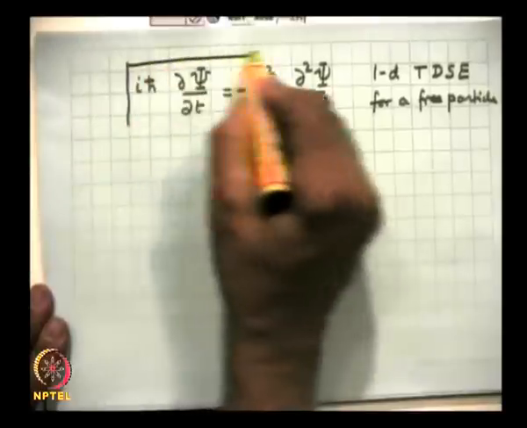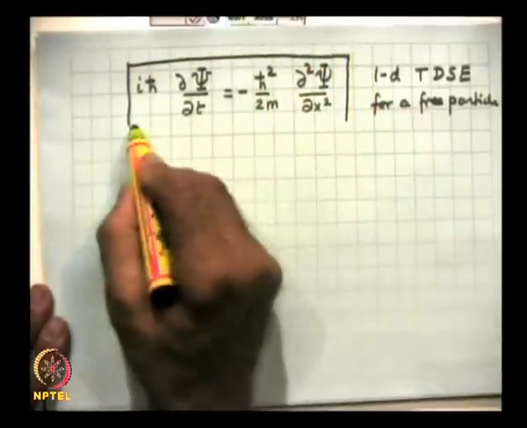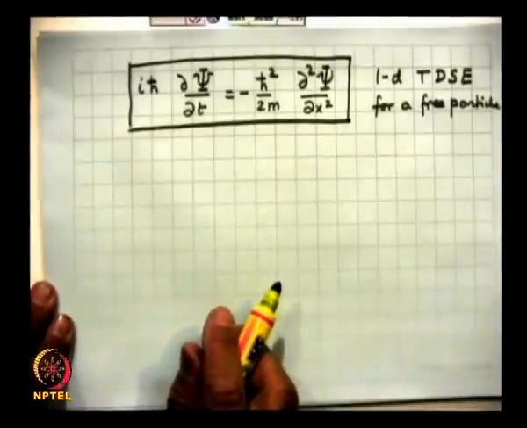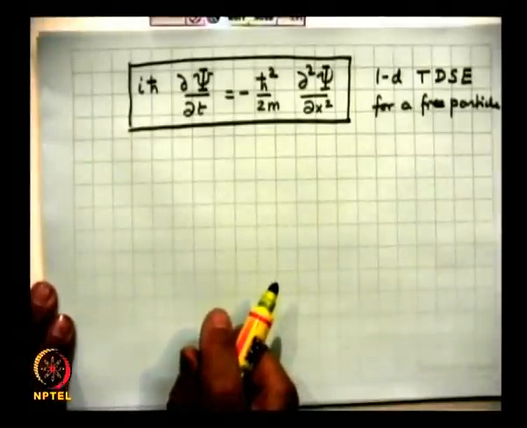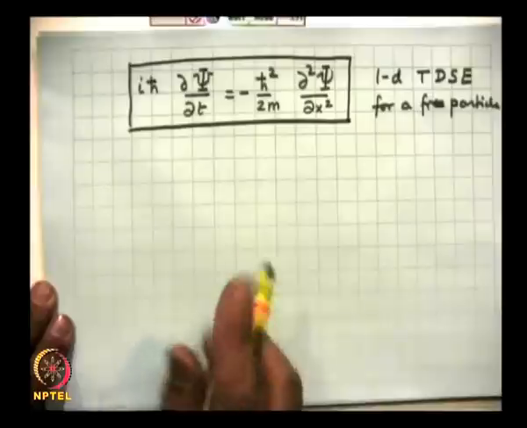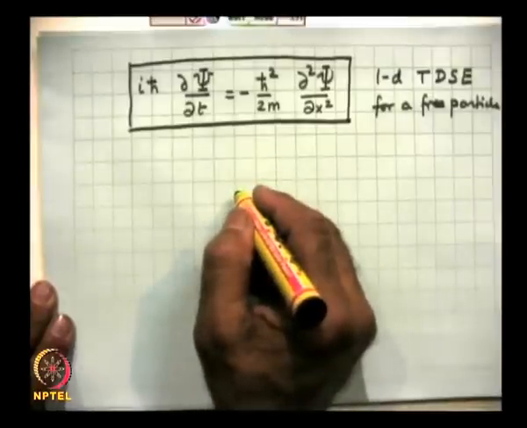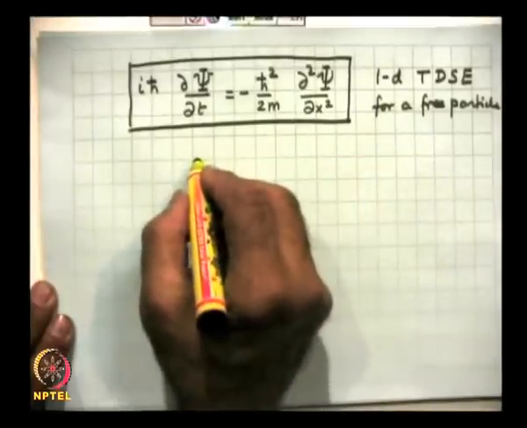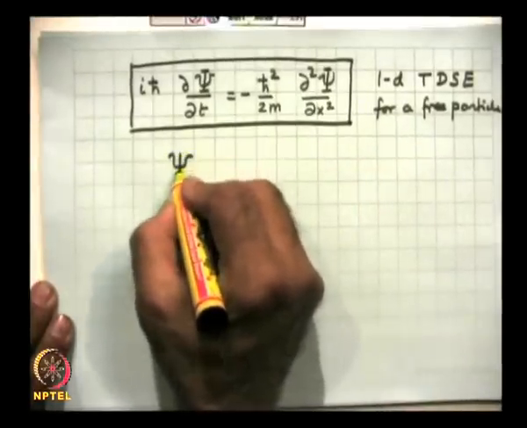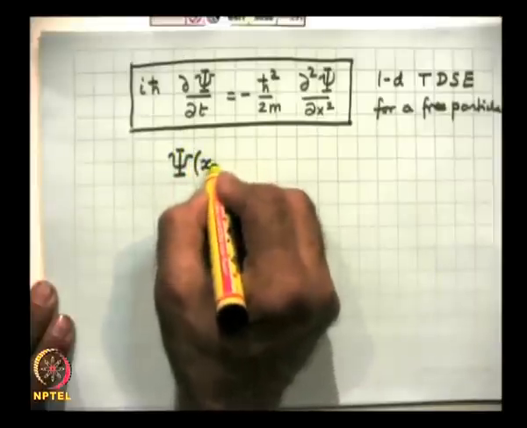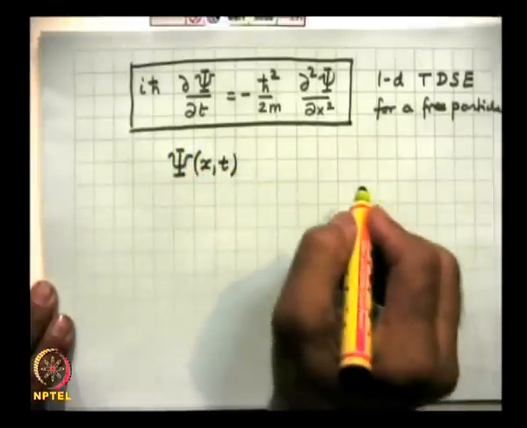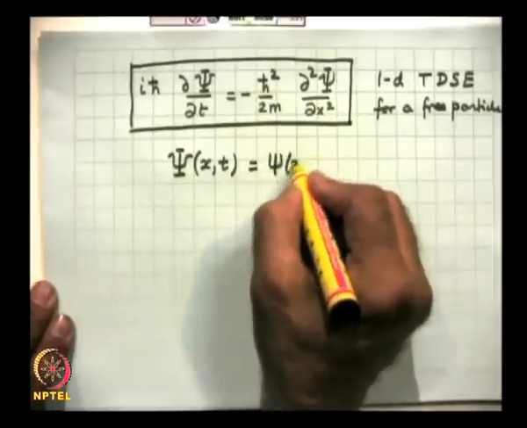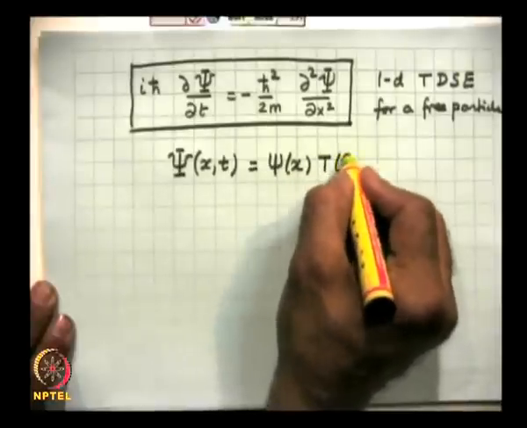We will solve this equation. We will obtain a rigorously correct solution of this equation. This is a partial differential equation. So, we will try to solve this equation with the help of the method of separation of variables. So, we will assume that psi of x comma t, as a function of x and t, is a function of x times a function of time.